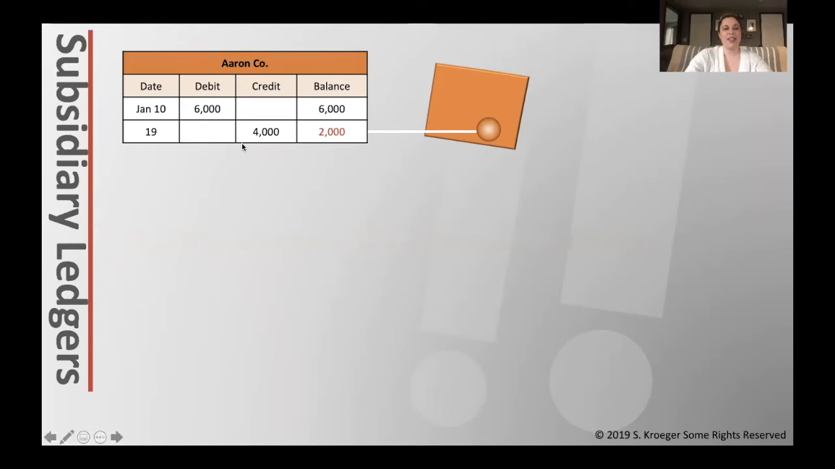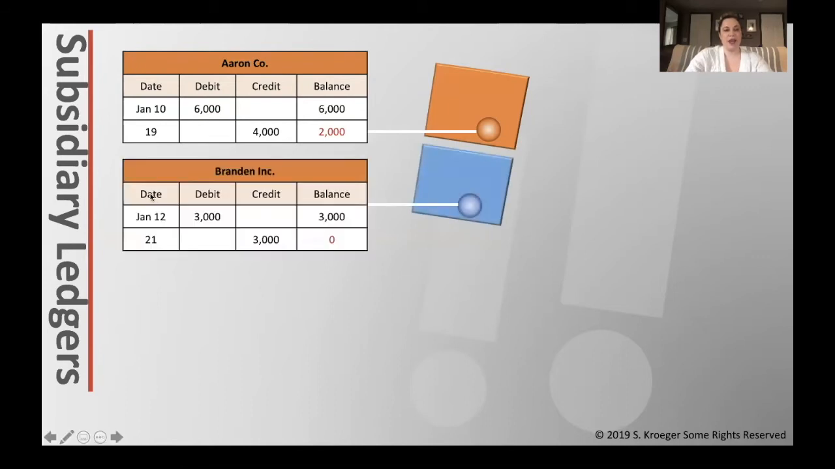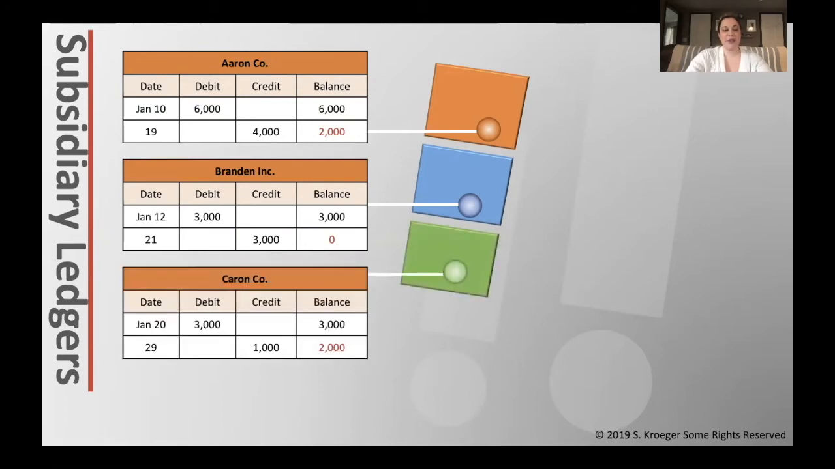All right, on the 19th, they paid off. Remember, a credit to an accounts receivable account will reduce the balance. So in total, in this red color, they owe us $2,000 by the end of the month. Next, we have Brandon Inc. On the 12th, they owed us $3,000. On the 21st, they paid it all off, so they owe us nothing. Lastly, we have Karen Co. On the 20th, they owed us $3,000, so that's the balance. On the 29th, they paid off $1,000, so by the end of the month, they only owe us $2,000.